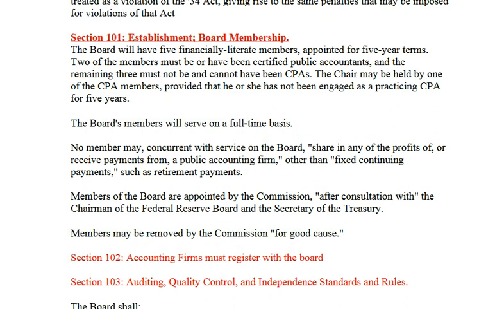Section 101 established the board membership. The board will have five financially literate members appointed for 5-year terms. Two of the members must be or have been certified public accountants, and the remaining three must not be and cannot have been CPAs. The chair may be held by one of the CPA members, provided that he or she has not been engaged as a practicing CPA for 5 years.